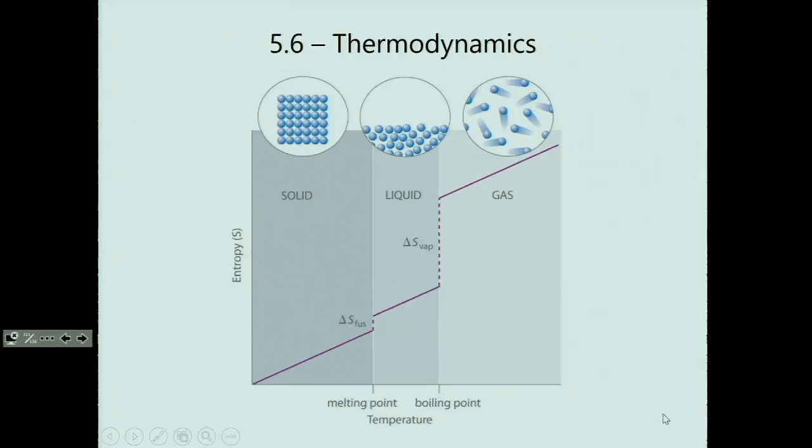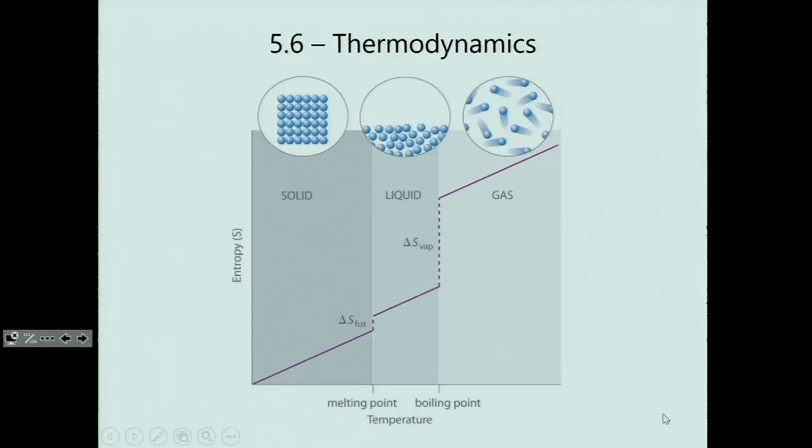As the temperature increases, the entropy is progressively increasing because the particles start to move a little bit faster. Then at the melting point, there's a sharp increase in the entropy. Entropy is the y-axis, right? Notice there's a sharp increase in the entropy. Not huge, but significant enough.